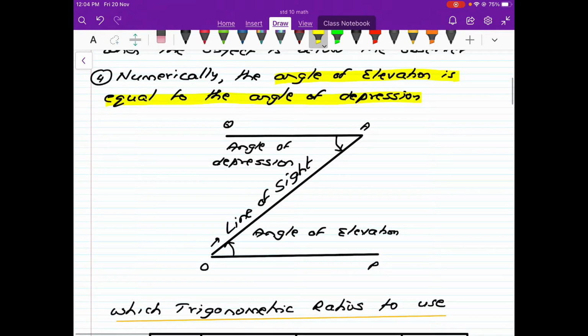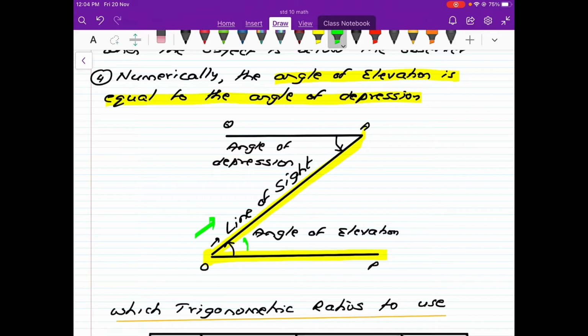So this is a small diagram. A person is here, standing on the ground. Suppose he is looking at something at a point. This is an object A. This line is called the line of sight, whereas this angle is called the angle of elevation.